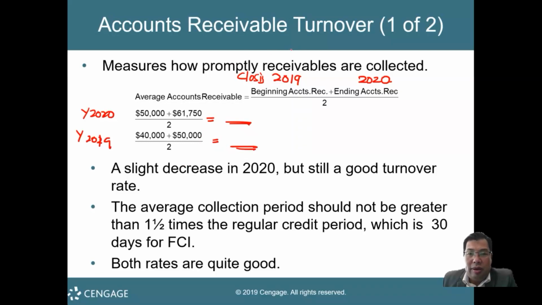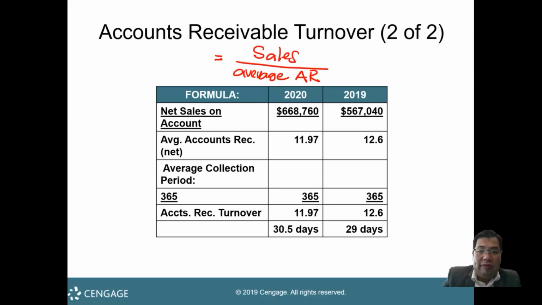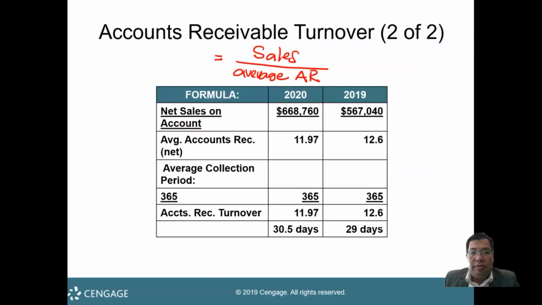And then from this account receivable, you're going to use this formula to calculate your account receivable turnover. What is account receivable turnover? The formula is your sales divided by average account receivable. For example, your sale is 686,760 for year 2020. So you're going to divide this by this amount. That gives you 11.97. Let me show you the calculations for this one.